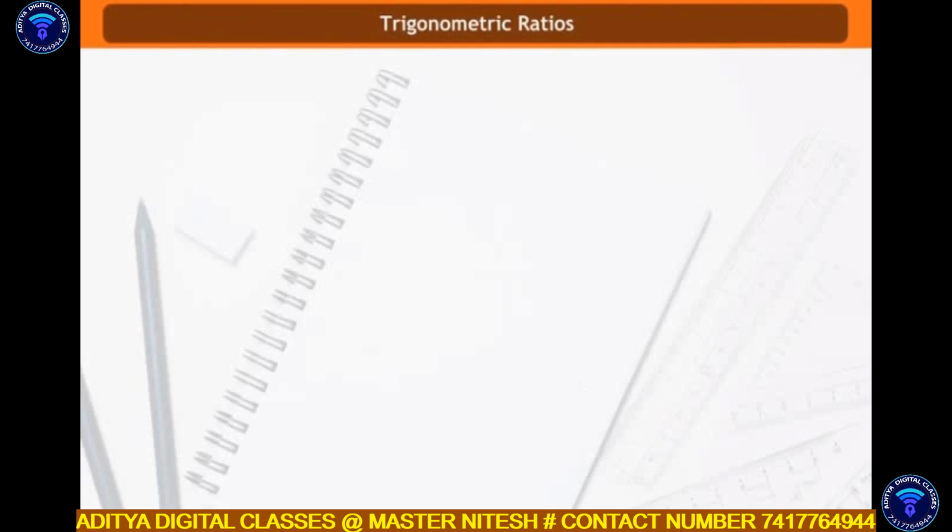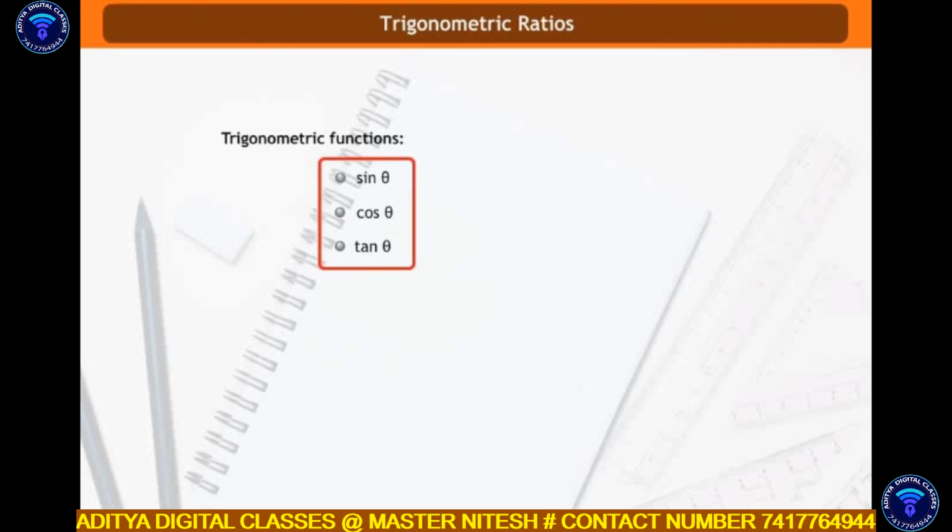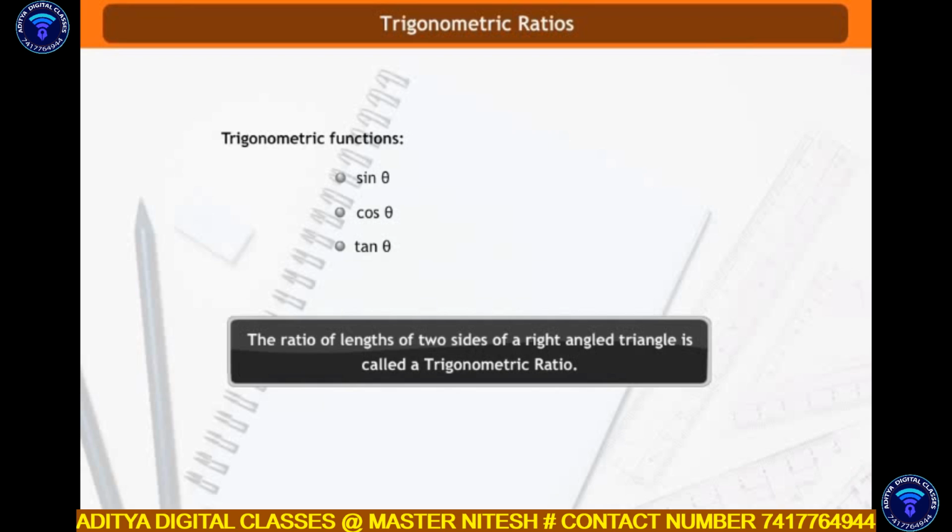Ratios. We already have introduced the trigonometric functions sine theta, cosine theta and tangent theta. These functions are often referred to as the trigonometric ratios because they are defined as the ratio of lengths of two sides of a right-angled triangle.